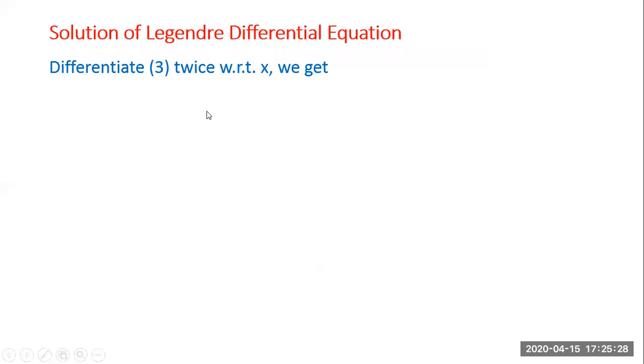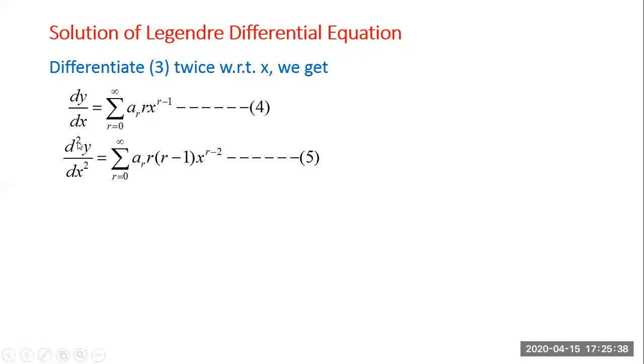So differentiate y twice with respect to x. We get dy by dx equal to summation ar, where ar is constant, and the derivative of x power r is r into x power r minus 1. Call it number 4. And d square y by dx square is ar into r, where ar into r is constant, and the derivative of x power r minus 1 is r minus 1 into x power r minus 2. Call it number 5. Substitute 4 and 5 in the Legendre equation.